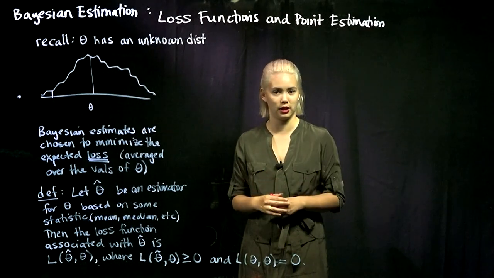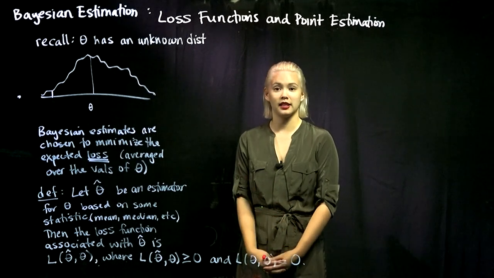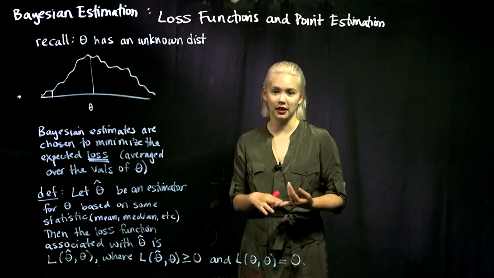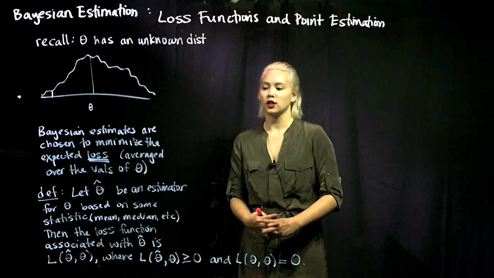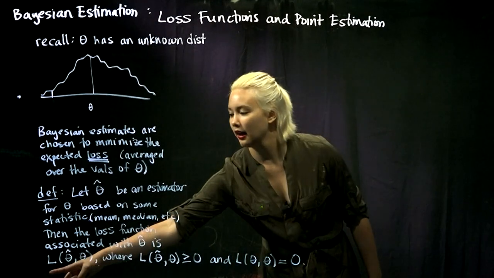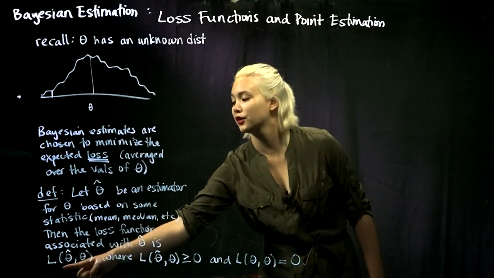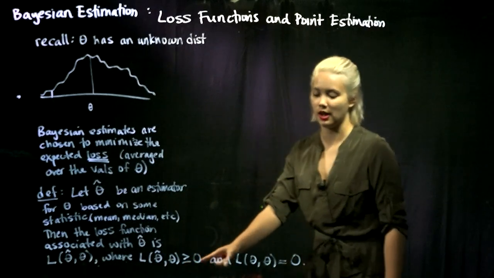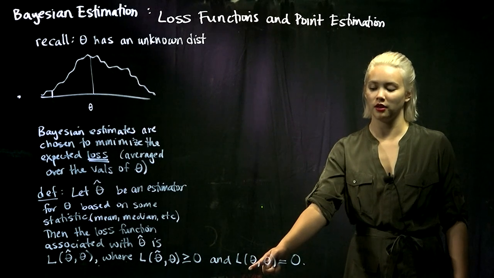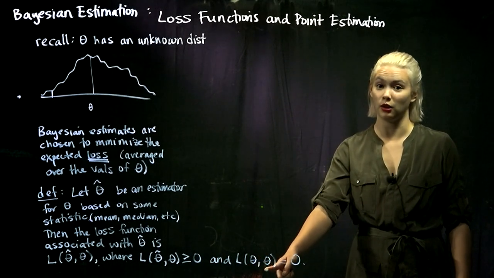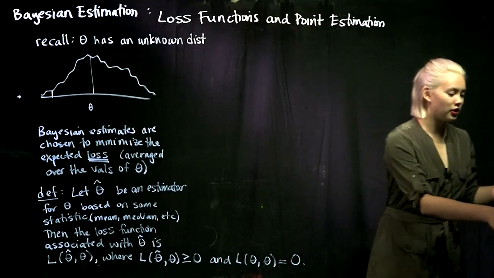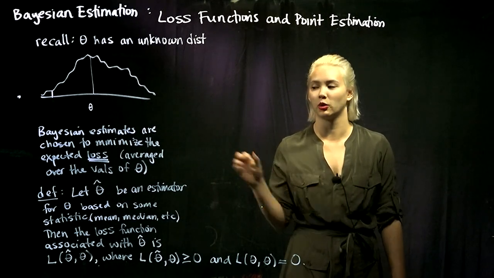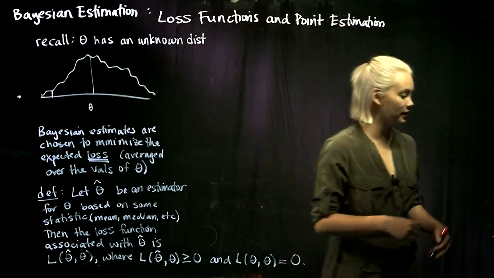Okay, so let's formally define what loss is. First of all, let's say that theta hat is an estimator for theta based on some statistics. So maybe you decide a theta hat should be like the mean or the median or something like that. Then we would say that our loss function associated with theta hat is denoted by L of theta hat comma theta, where the loss is always greater than or equal to 0, and the loss is equal to 0 when we choose our estimator, theta hat, to be exactly equal to theta. All right, so that's our loss function, and we said that when we're doing Bayesian estimation, we want to minimize the expected loss. So when we average over all the values of theta, we've minimized our expected loss.